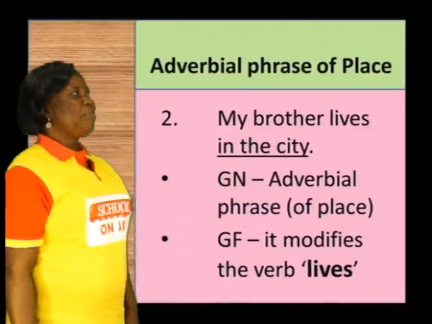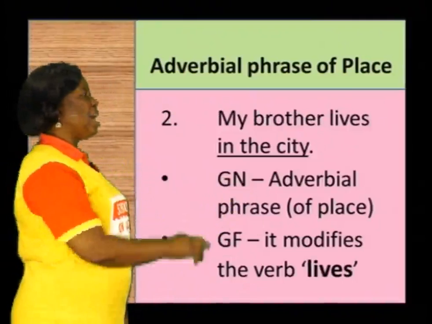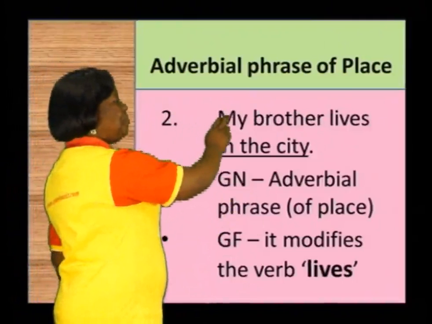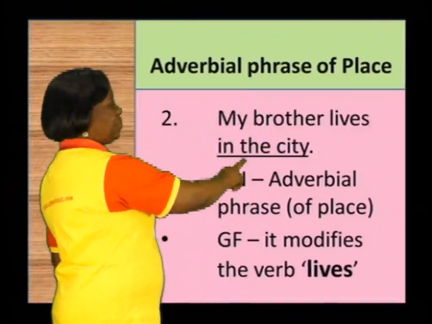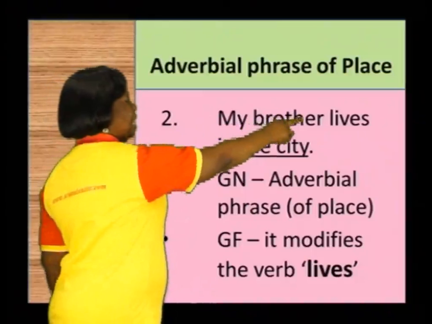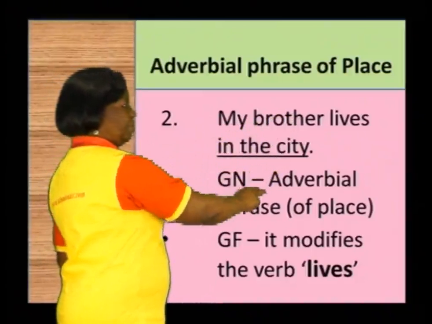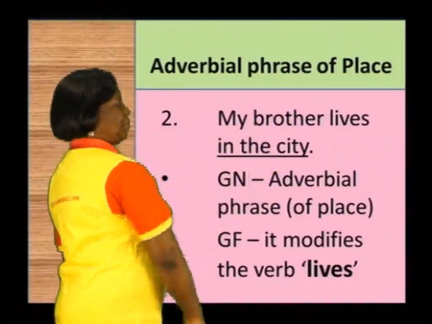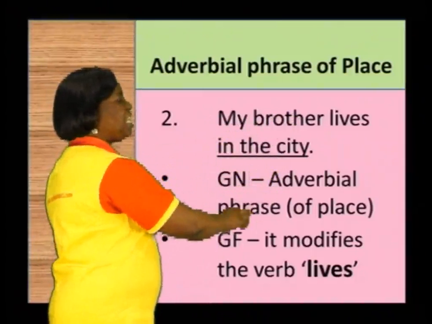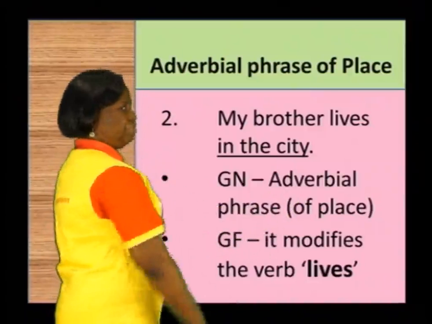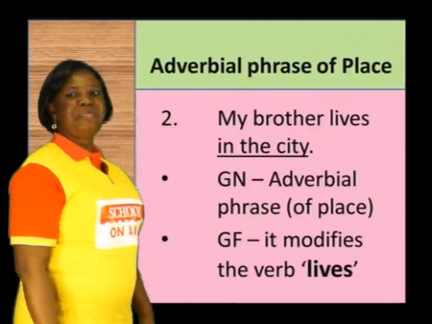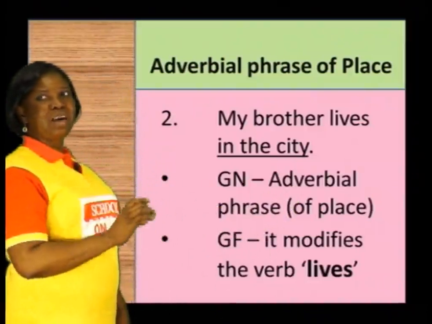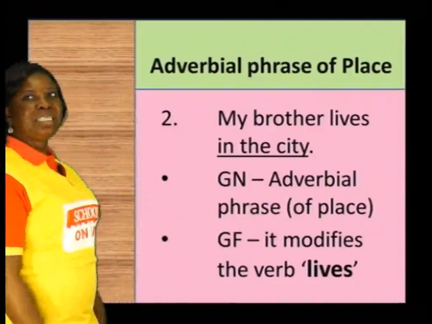So another example under adverbial phrase of place, we have this, number 2. My brother lives in the city. The GN is adverbial phrase of place. Then the GF is it modifies the verb lives. You write out the verb as you have it in the sentence.